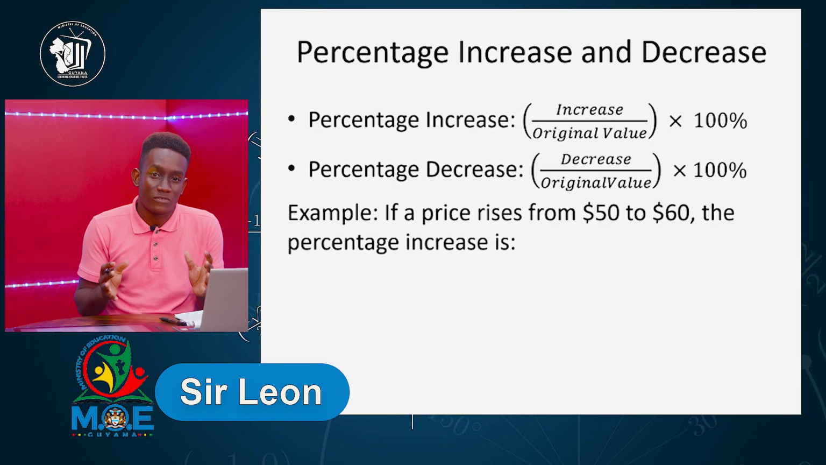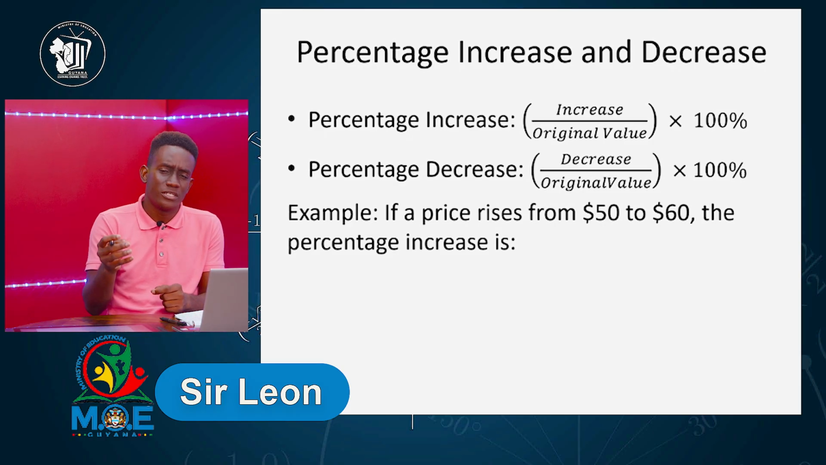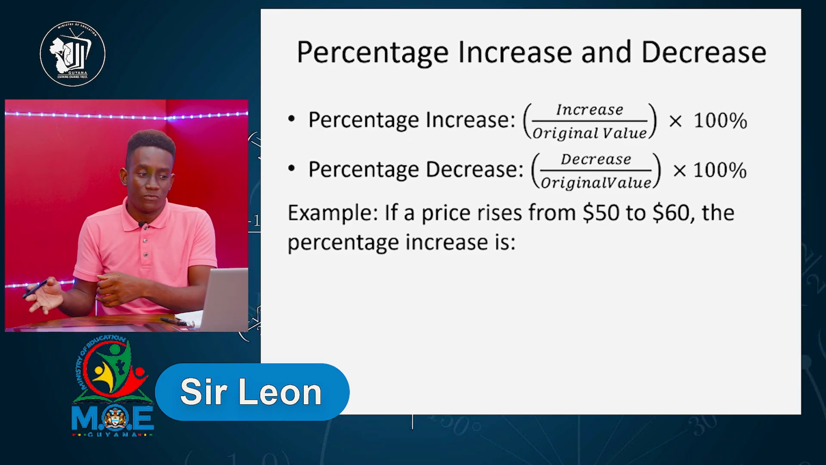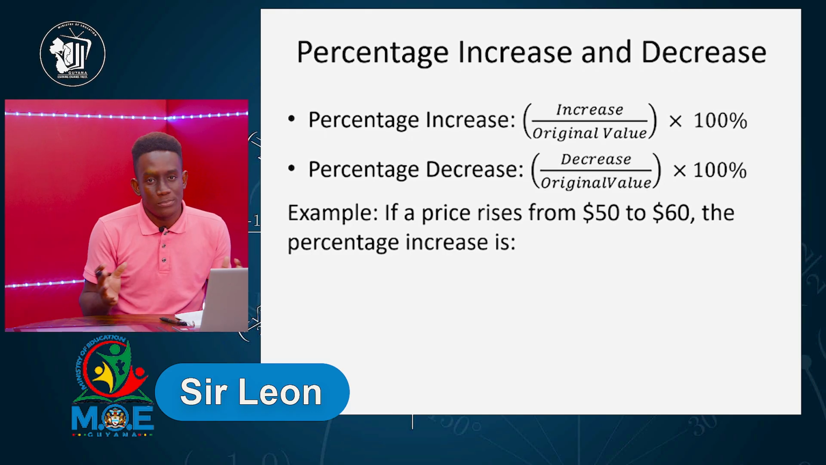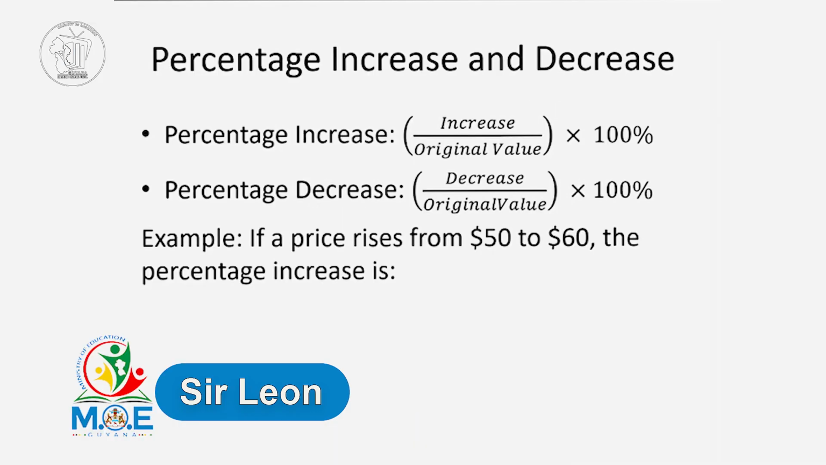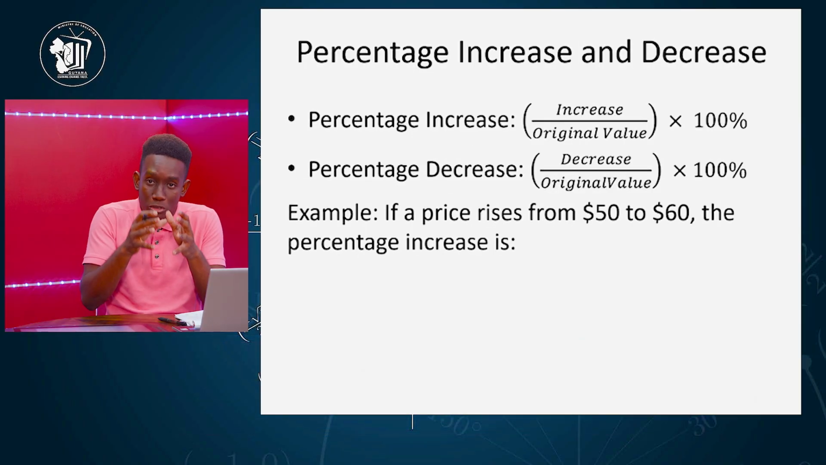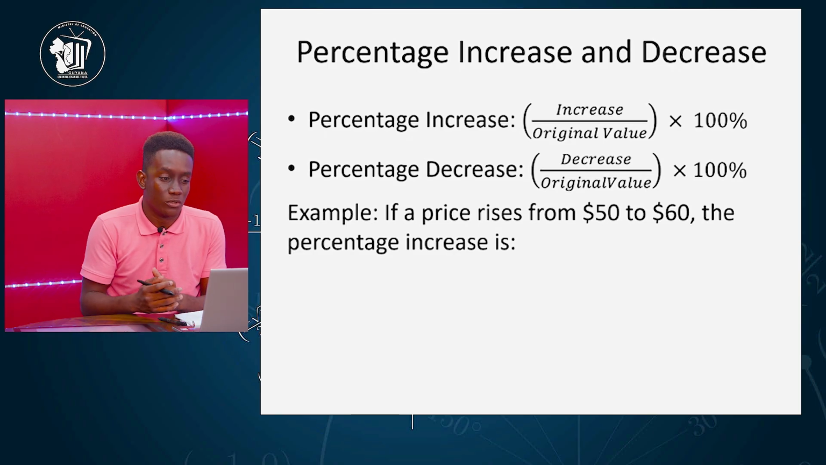So sometimes you'll be asked to find what is the percentage of the increase or what is the percentage of the decrease. So a simple formula that we use to find percentage increase or decrease is the amount of increase divided by the original value that you started off with multiplied by 100. Or if it's a decrease, the size of the decrease over the original value multiplied by 100.